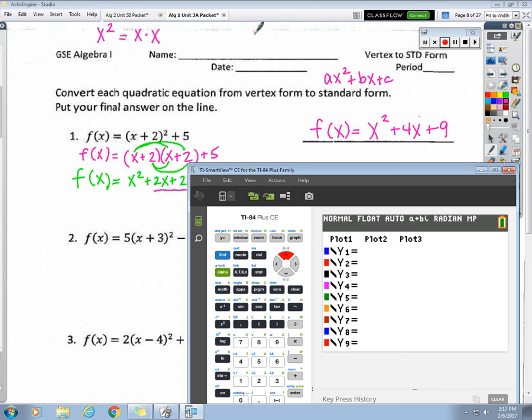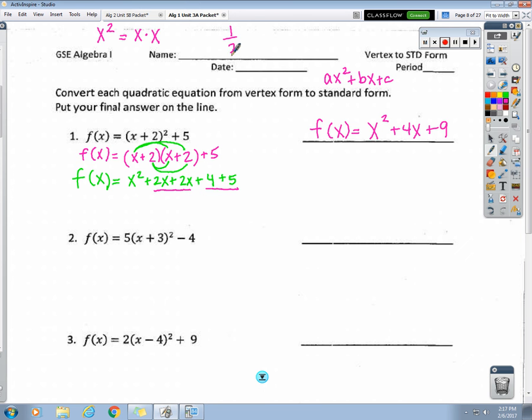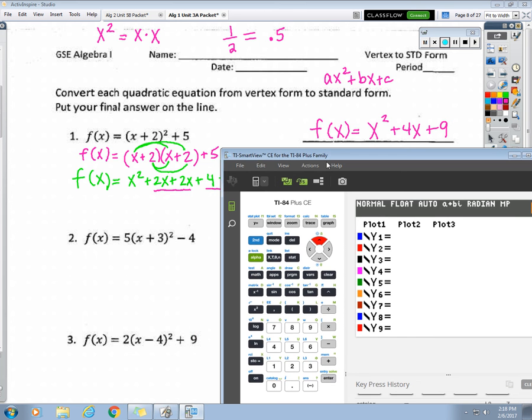This has nothing to do with this lesson, but just for a little side note: 1/2 and 0.5. Same thing. They're equal. Just two different formats, correct? Fraction form, decimal form. This equation and this equation are the exact same equation, just different formats. This one's in vertex form, this one is in standard form. I'm going to prove to you that they're the exact same equation by graphing both of them.